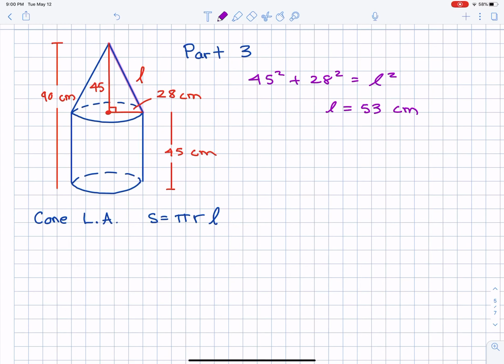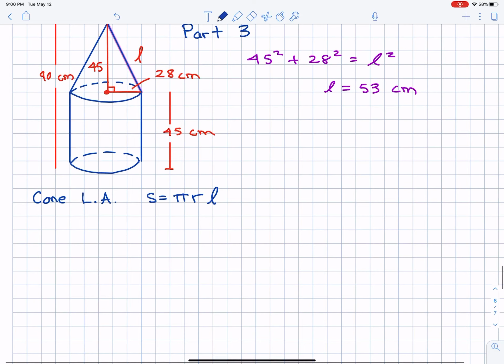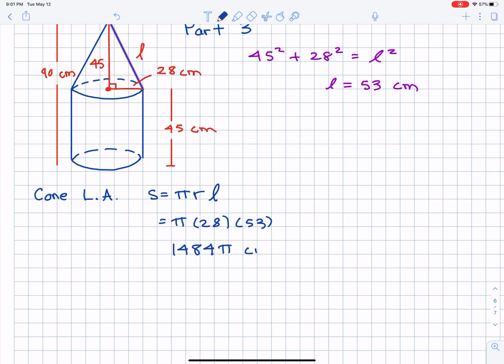So let's plug this in for the lateral surface area of our cone. We're going to get pi times the radius of the circle, which is 28, times the slant height, which is 53. When we are finished multiplying that together, and let me double check myself here, I get, feel free to double check me, 1484. I'm having a little trouble reading my handwriting. So it's 1484 pi, and of course this is an area, so that's centimeters squared. Okay. We found the cone.